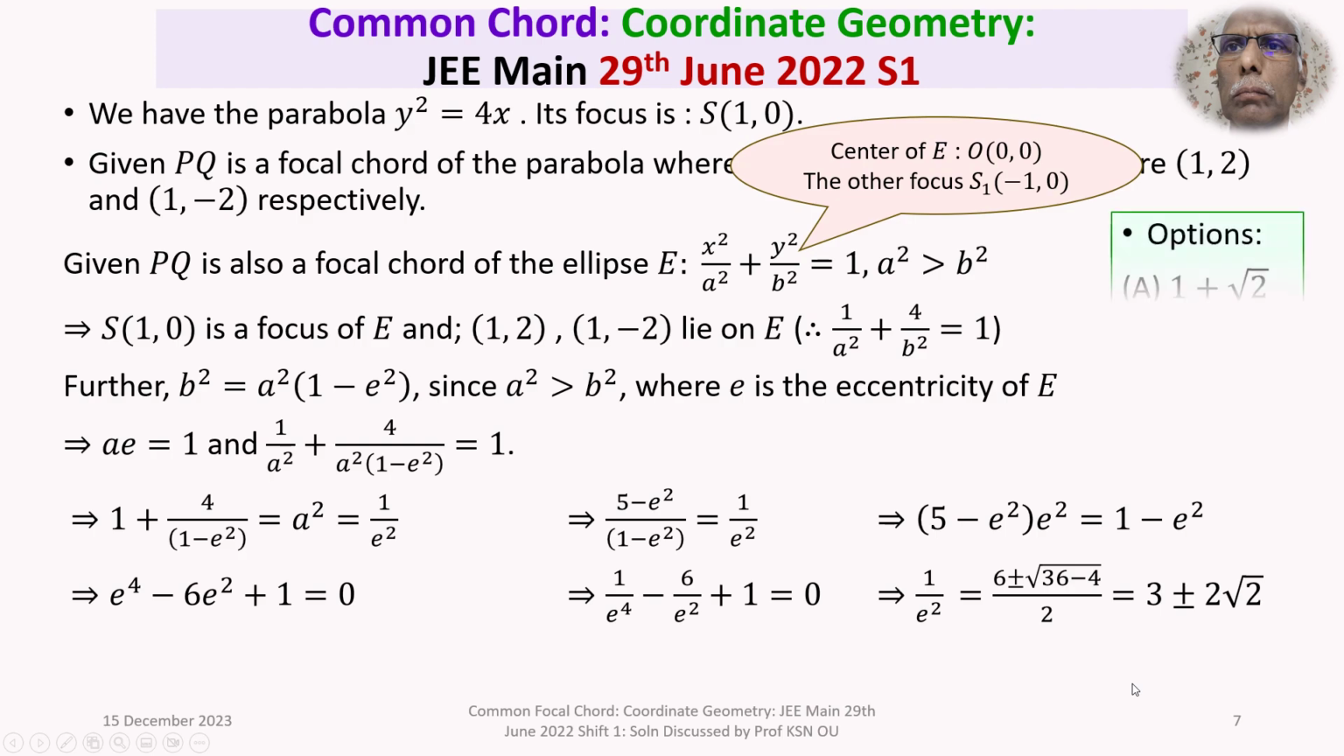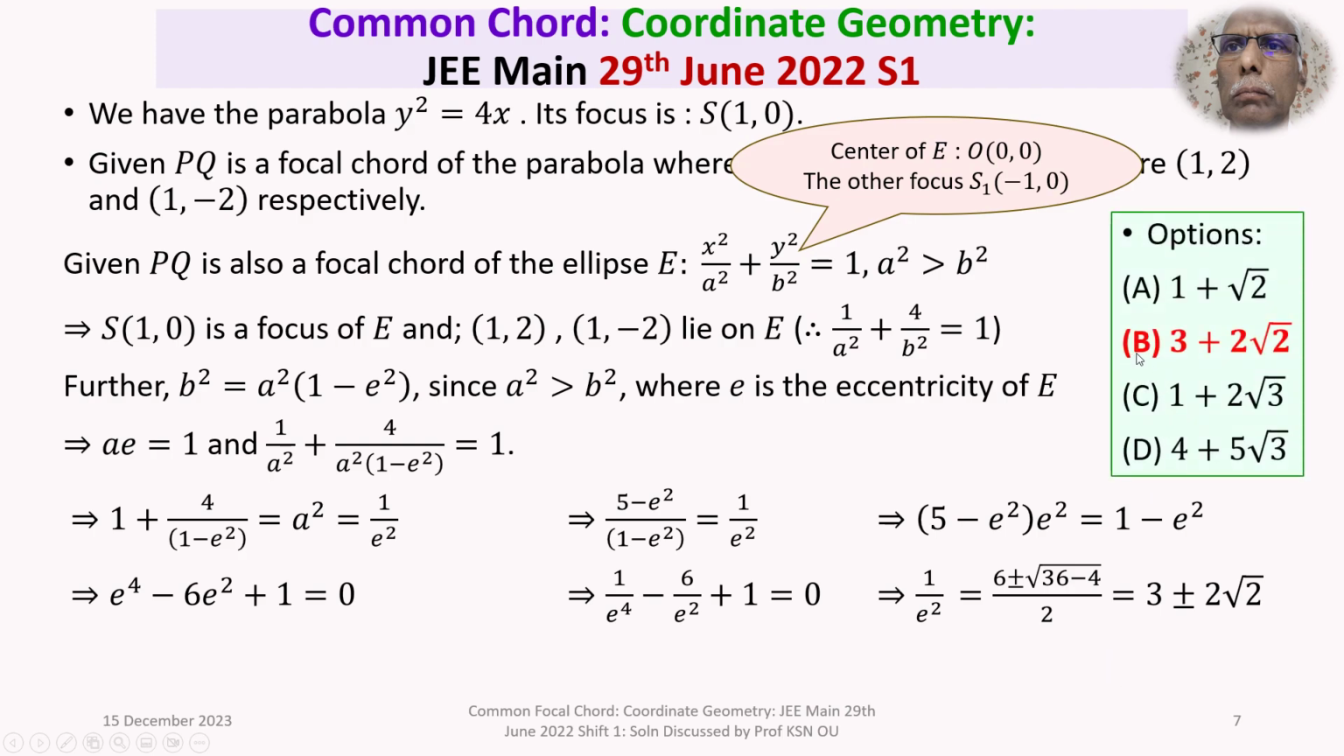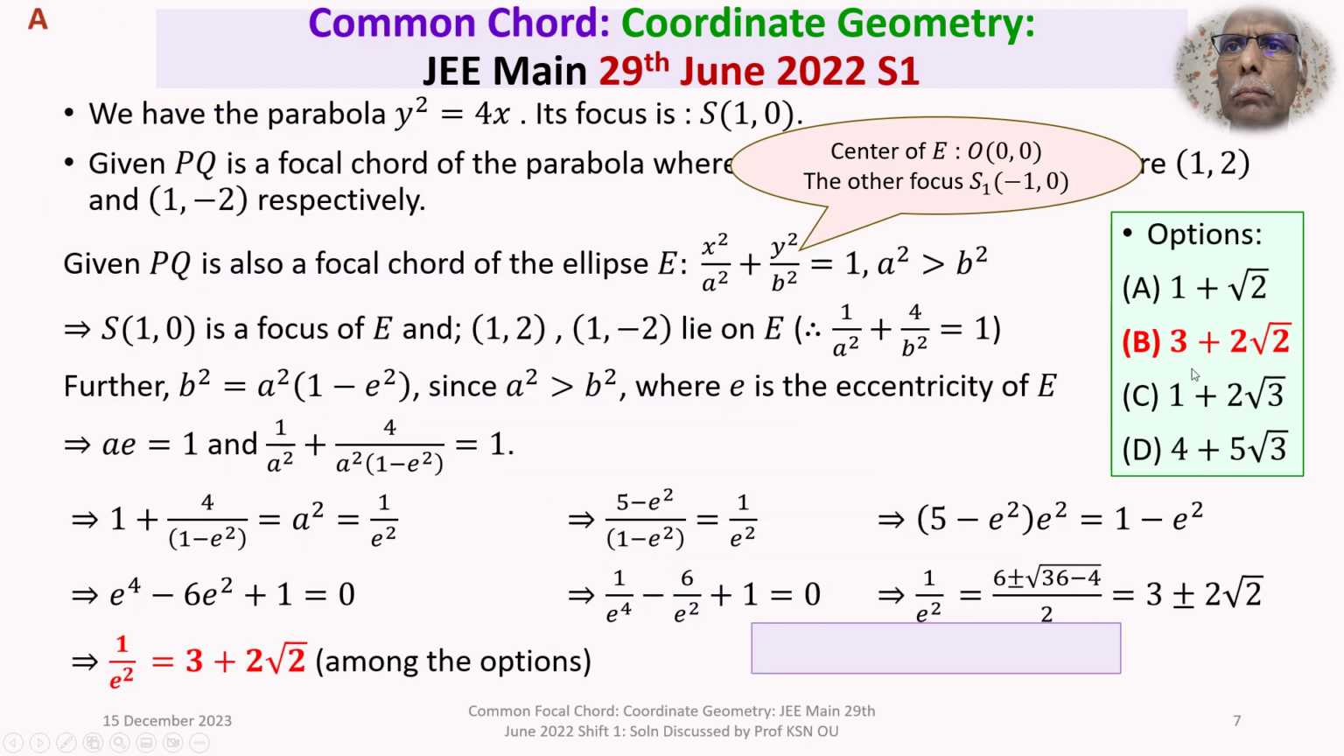Let's look at our options and see what answer is there in the options. So option B, that is 3 plus 2 root 2, is there, and 1 by e square is equal to 3 plus 2 root 2 is an answer that is given in the options. Therefore, 1 by e square is equal to 3 plus 2 root 2 because it is one among the options. Agreed. And the answer to this question is option B. That is the detailed discussion of the solution of the problem from coordinate geometry. The question is based on the concepts of common focal chord for a parabola and an ellipse.